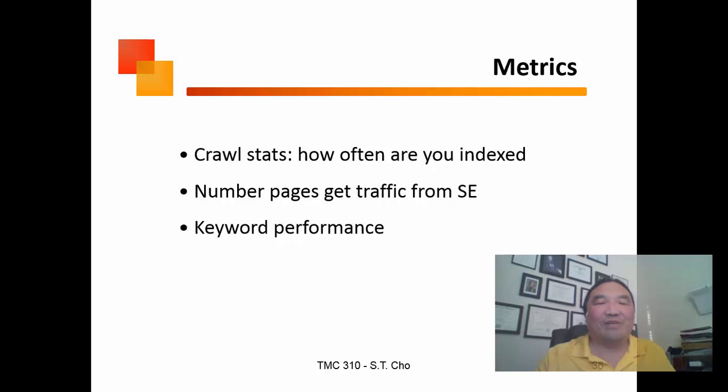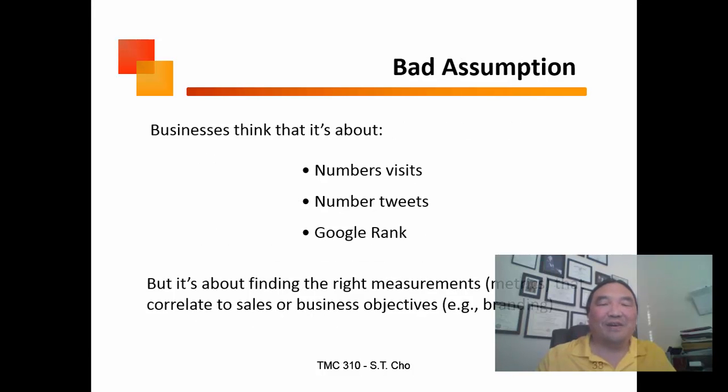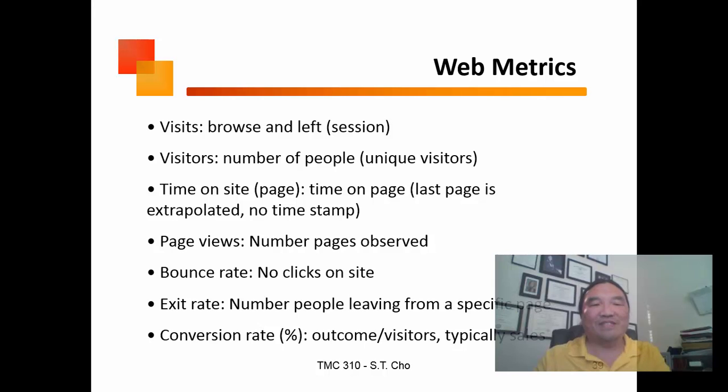In terms of metrics, here are some of the metrics that impact your website and what they are. You can look at how your keywords are doing, how often you get indexed. Subject areas that you're interested in are things like your analytics and your optimization, and Google and Yahoo have tools that can help you with that. If you're a business, you think about things like visits and what your Google rank is. But the key thing is to find the right metrics that correspond to your business.